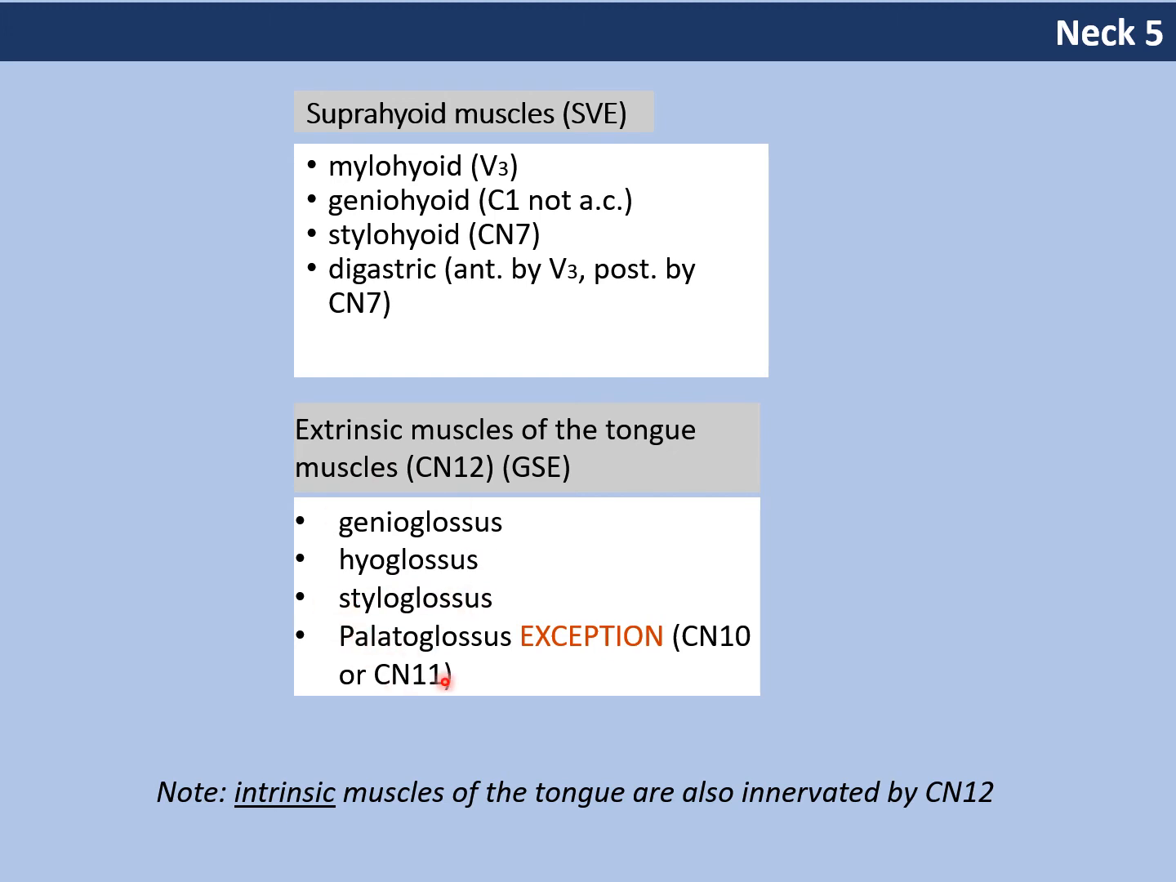and palatoglossus is also an extrinsic muscle of the tongue. However, it is innervated by the vagus nerve and is an exception to the innervation of the rest of the group.